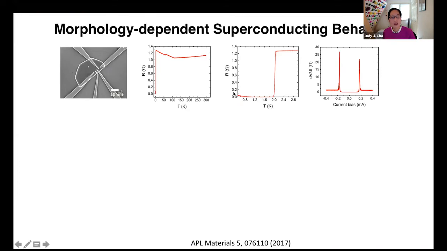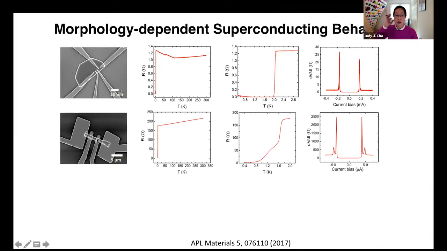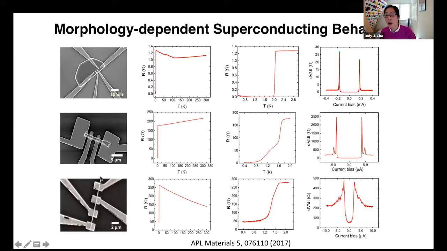Here is a nanoribbon. My definition of what's nanoplate, nanoribbon, and nanowires are pretty loosely defined. You can see the superconducting transition is now much more broad. In fact, there are two transitions that are happening. And now here's nanowires where the width of the wire is about 300 nanometers and below. So superconductivity is still retained, although the transition is now much broader. But the material is pretty good.